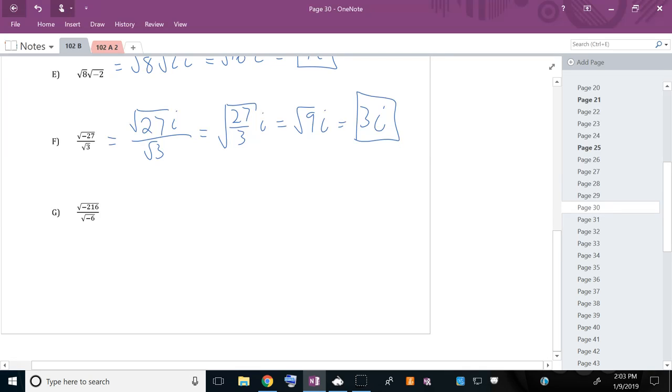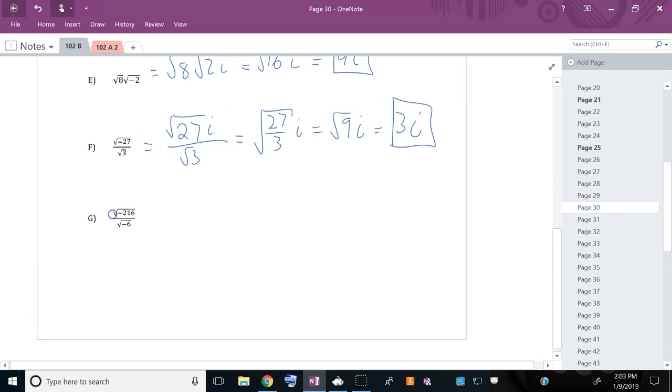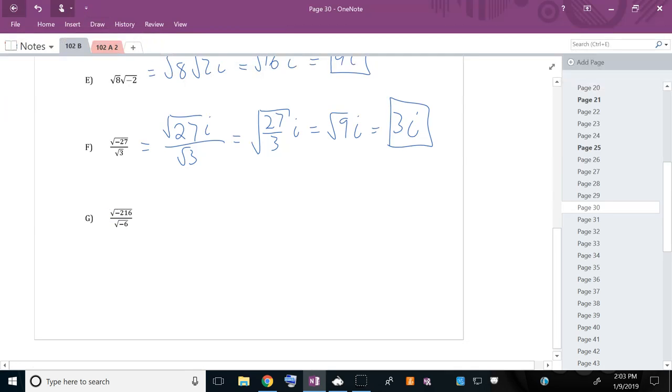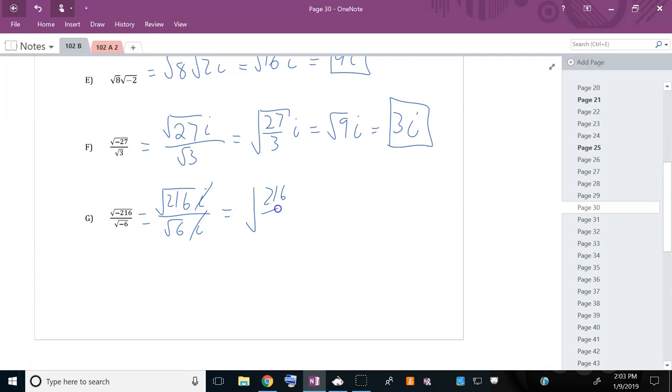Square root of -216 over square root of -6. So once again, let's rewrite with positive square roots and i's. i over i does reduce, so we can cross them out. And then let's solve this like I did the previous. So let's rewrite that as one big fraction. 216 divided by 6 is 36, and the square root of 36 is 6. I crossed out the i's earlier, so my answer is just 6.